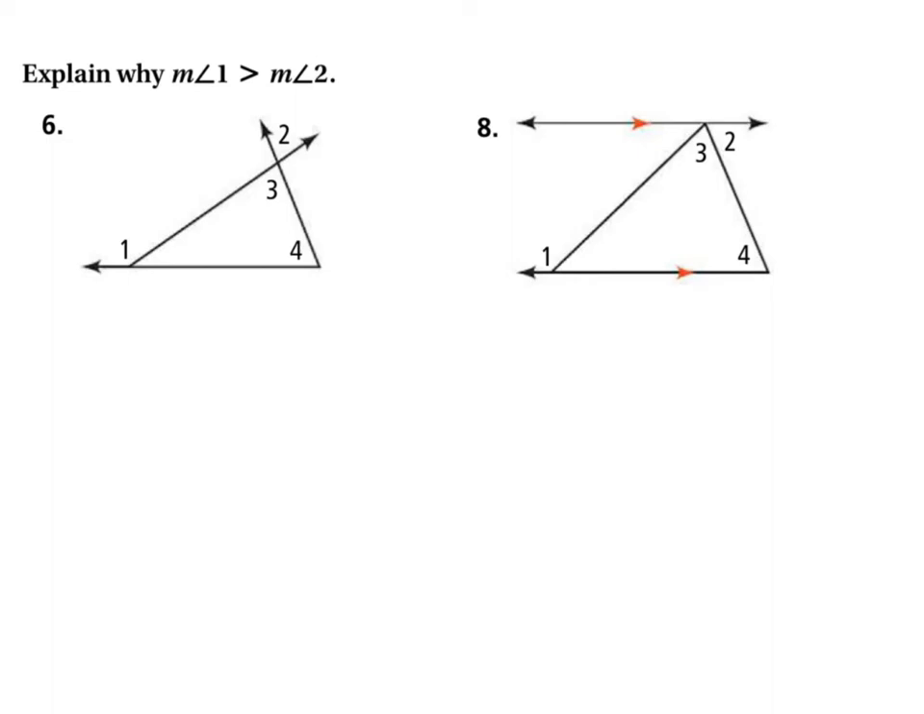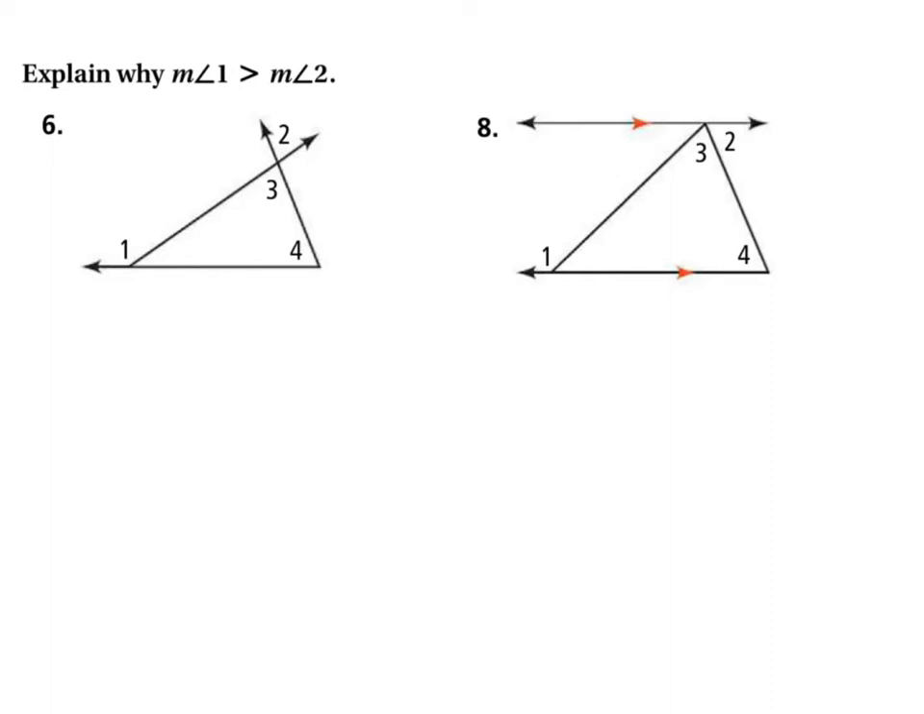Okay, so we're going to explain why the measure of angle 1 is greater than the measure of angle 2. We're going to use a couple of things. We know that exterior angles, like the one that we're looking at for number 1 here, are always going to be greater than the sum of the two remote interior angles here and here. We know that both of those angles, 3 and 4, have to be positive numbers. They have to be angles that measure some positive number of degrees.